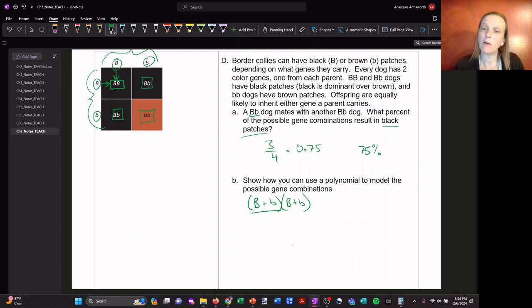This is like my A value. This is like my B value. So I'm going to have capital B squared plus 2 big B little b plus little b squared. All of these offspring are going to be black. And the only possibility for brown offspring comes from this gene combination here. I hope this helped.